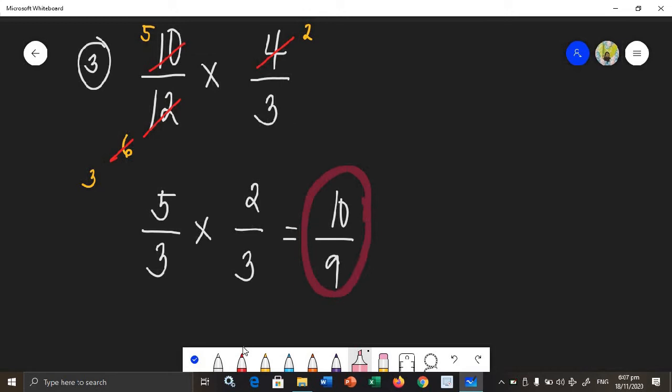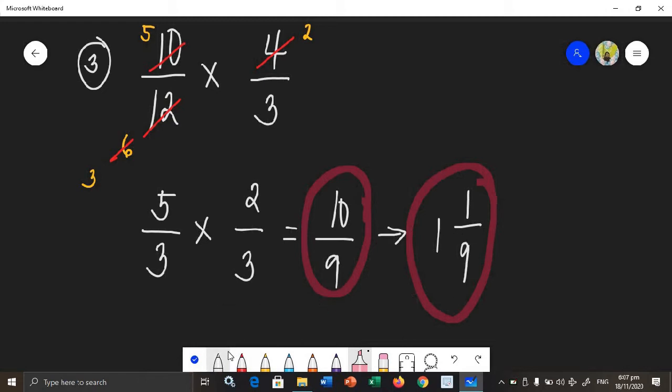Or, if you know how to change improper fractions into mixed numbers, 10 over 9 is also equal to 1 and 1 over 9. They are just the same. Either way, they are both correct. This answer is an improper fraction, so you can make it into a mixed number. So, paano naging 1 and 1 over 9 yun, ma'am? Can you briefly explain?